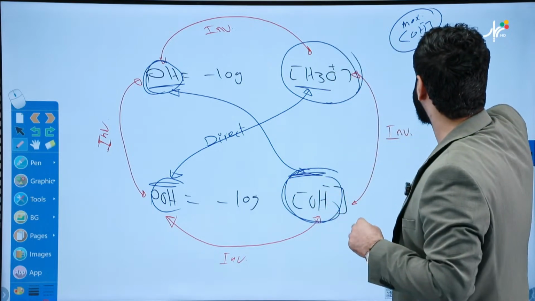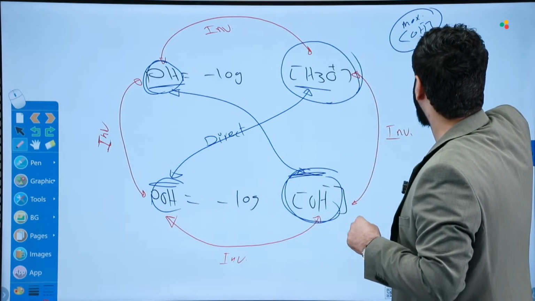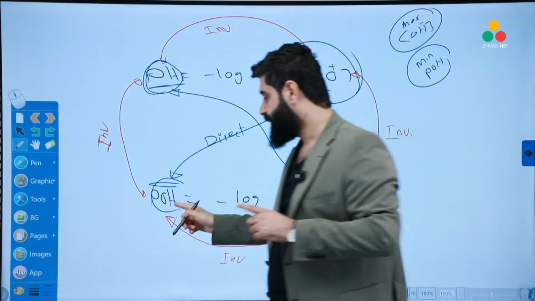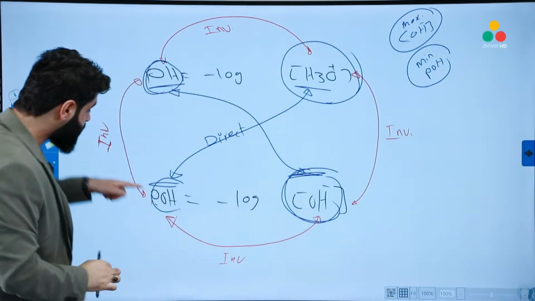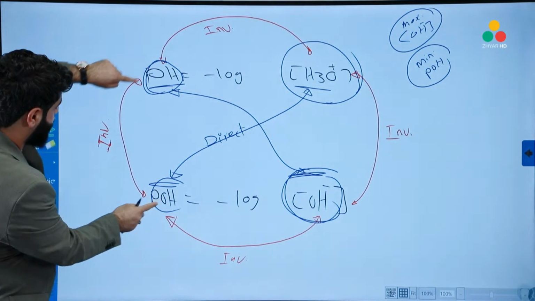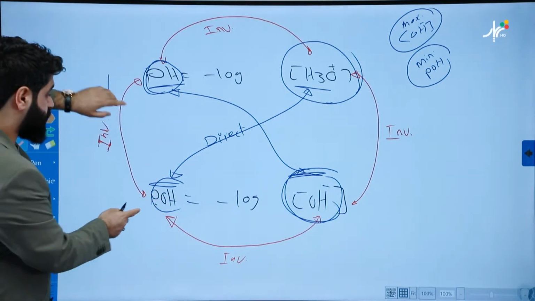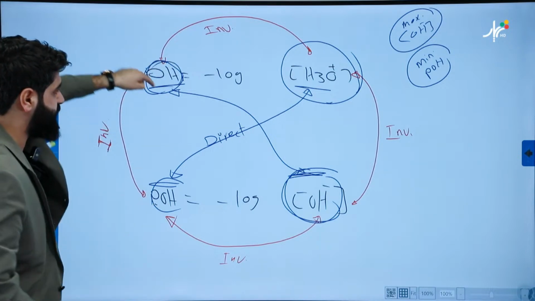Which of the following has the minimum POH, for example? Wait. We don't answer this question by POH. Minimum POH, the relation between POH and pH, they are inverse. They change inversely to each other. So minimum POH means maximum pH.